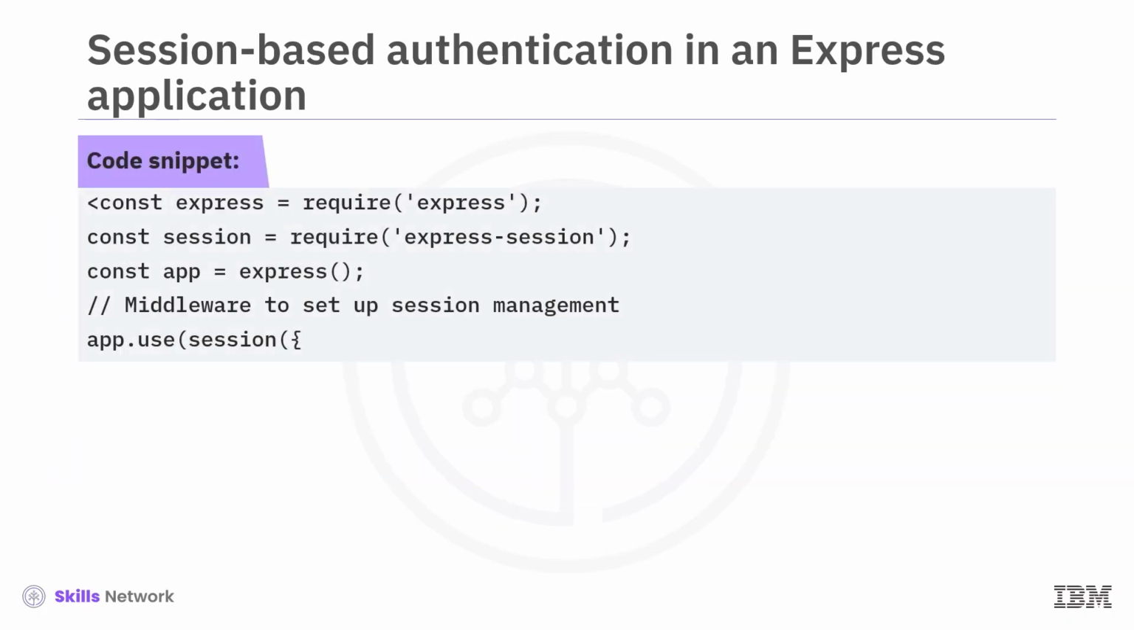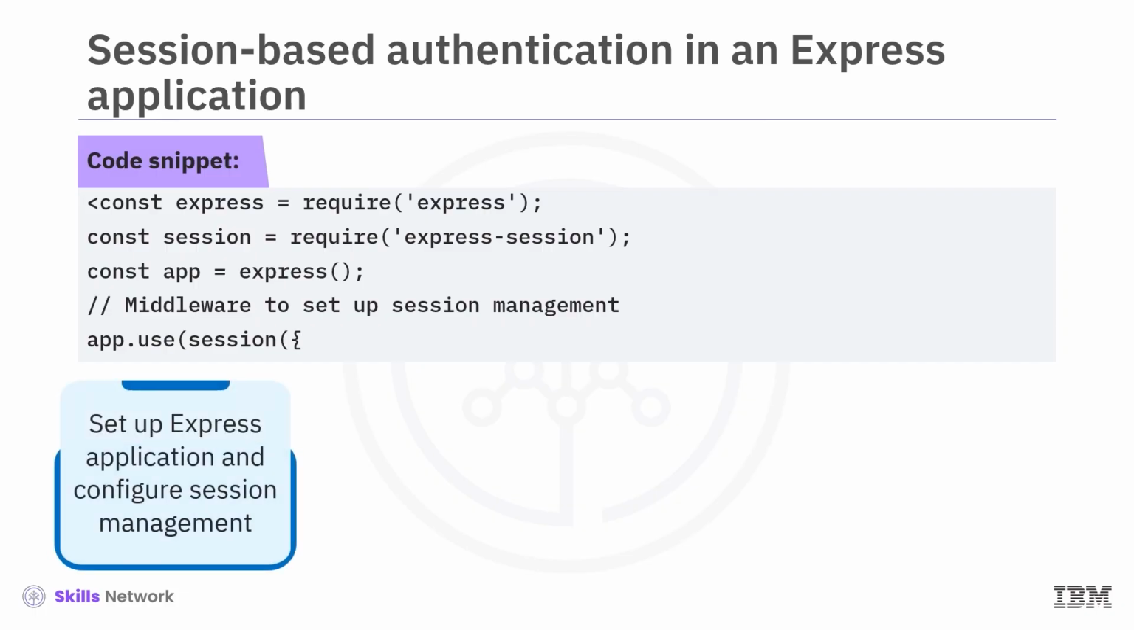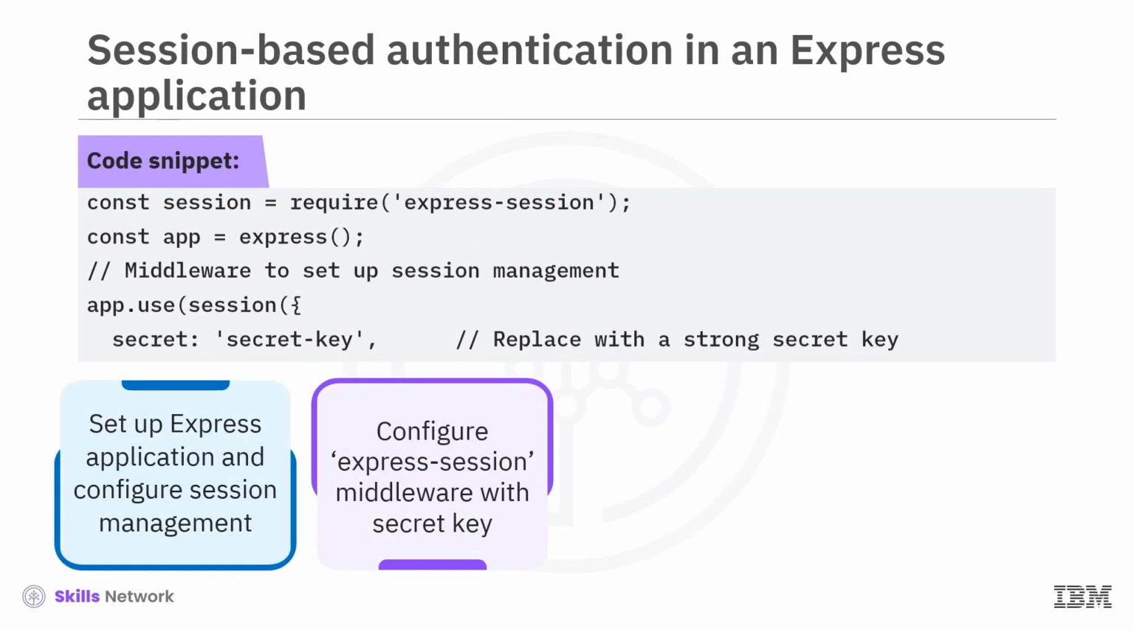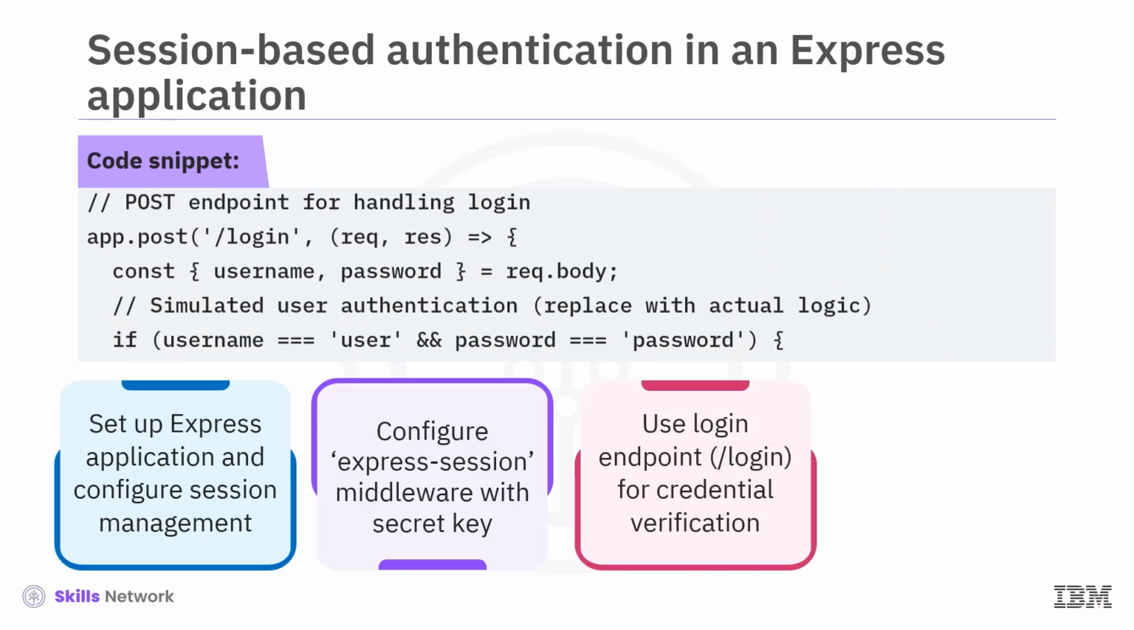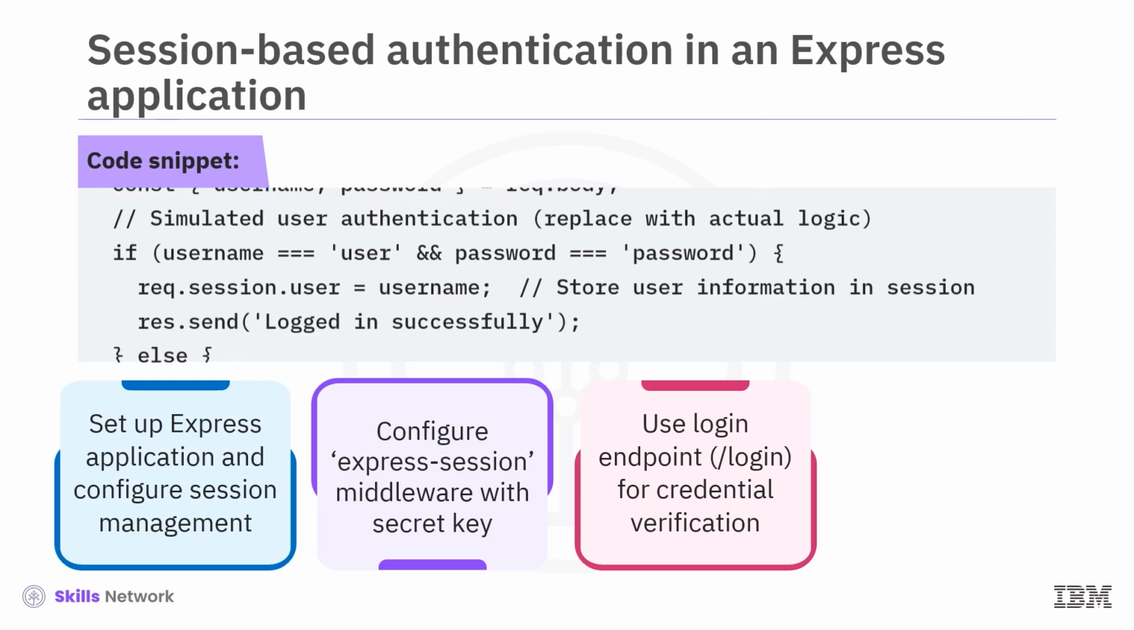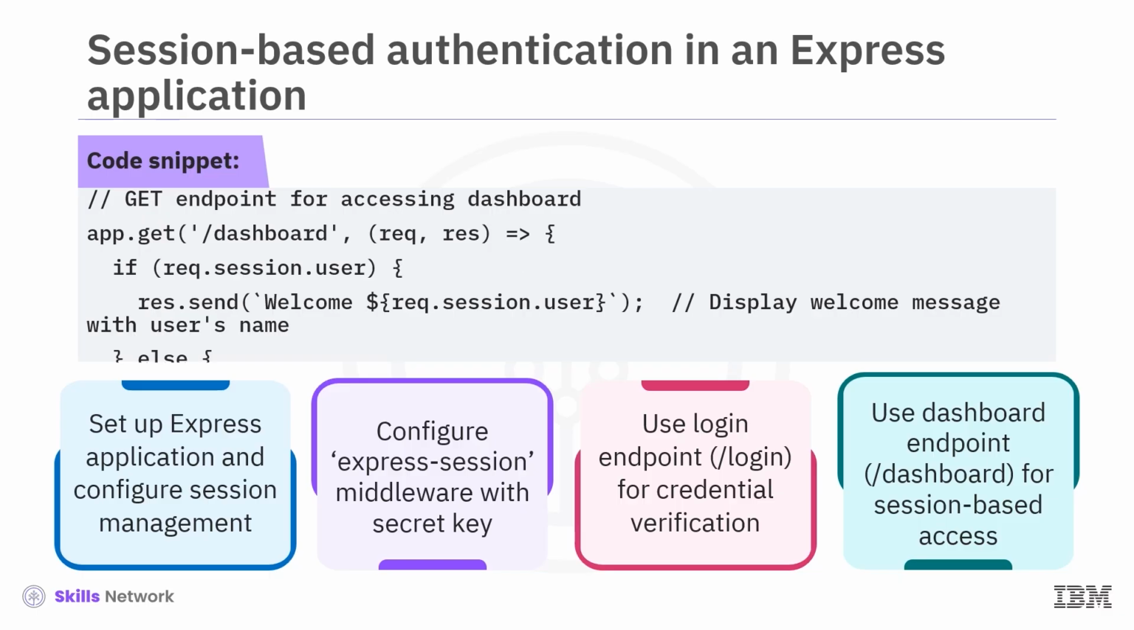Now let's explore a code snippet demonstrating session-based authentication in an Express application. In this example, the code performs the following functions. It sets up an Express application and configures session management. Next, the code configures the Express session middleware with a secret key for encrypting the session data and other options like resave and saveUninitialized. Then, it handles POST requests for your login. If the provided username and password match, it stores your username in the session. Finally, the code checks if you are authenticated as a user. If authenticated, the application welcomes you. Otherwise, it prompts you to log in.